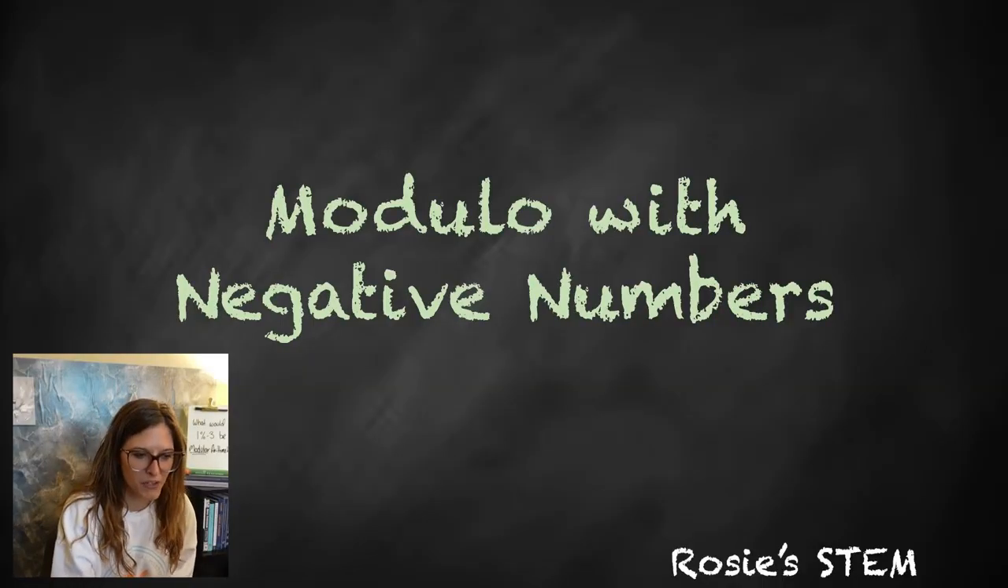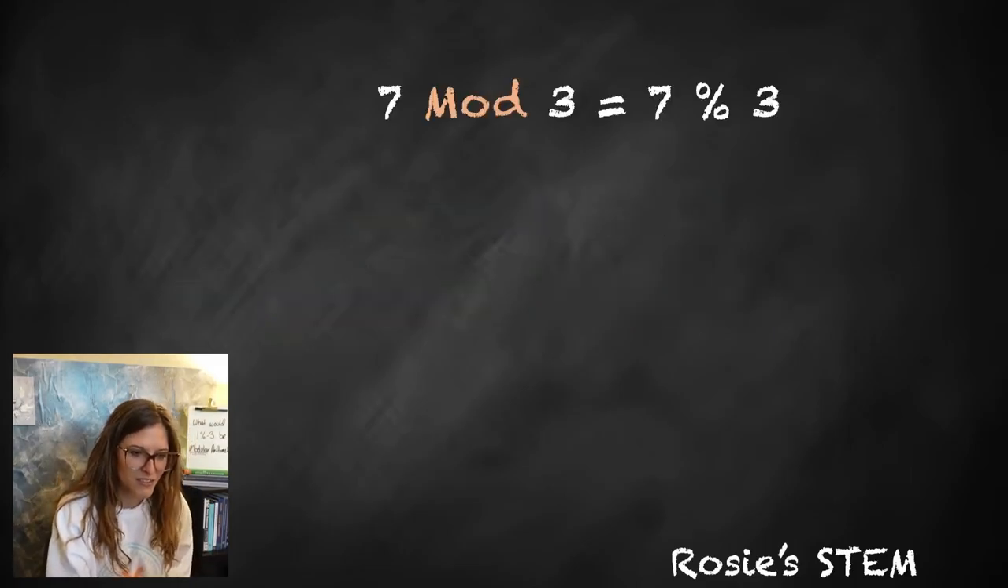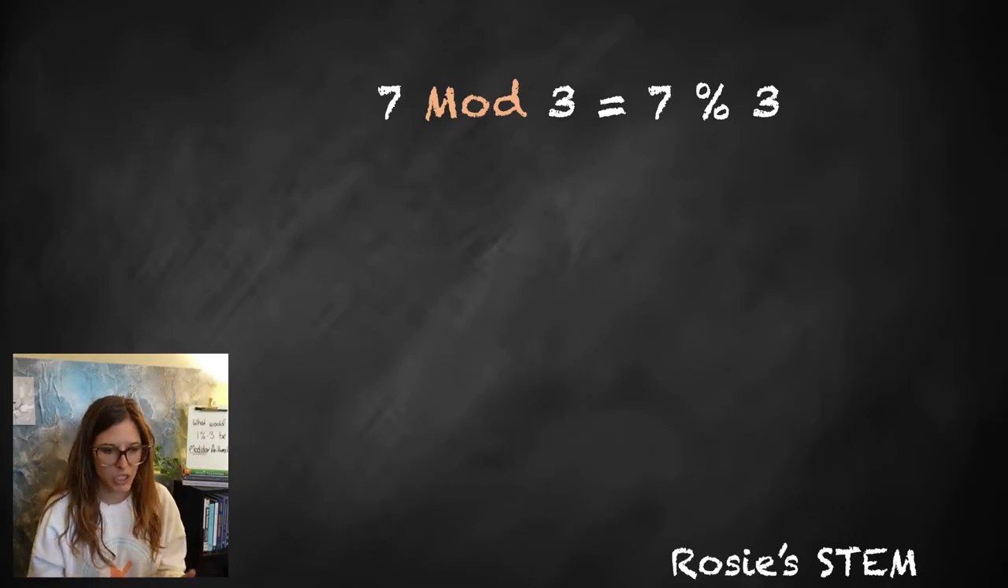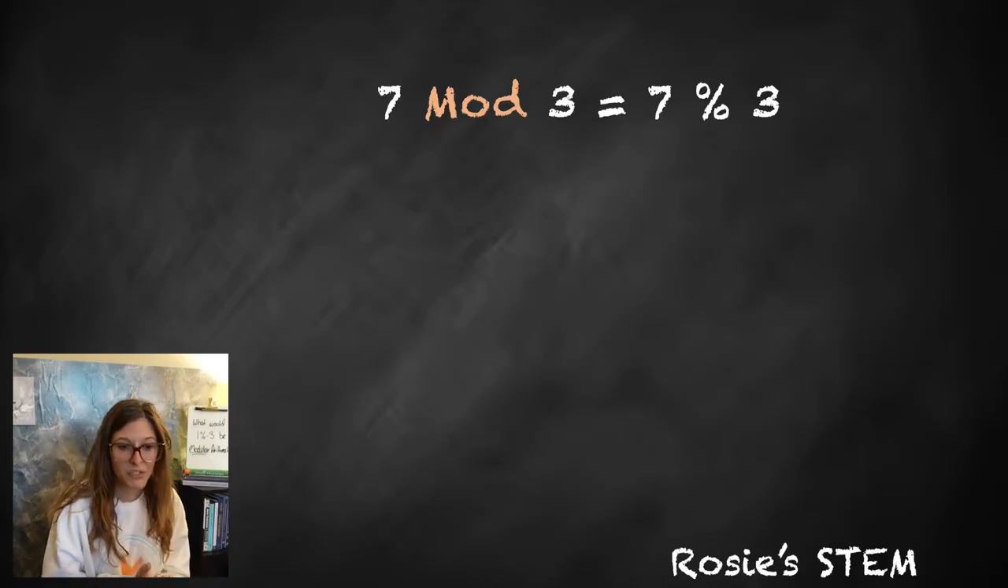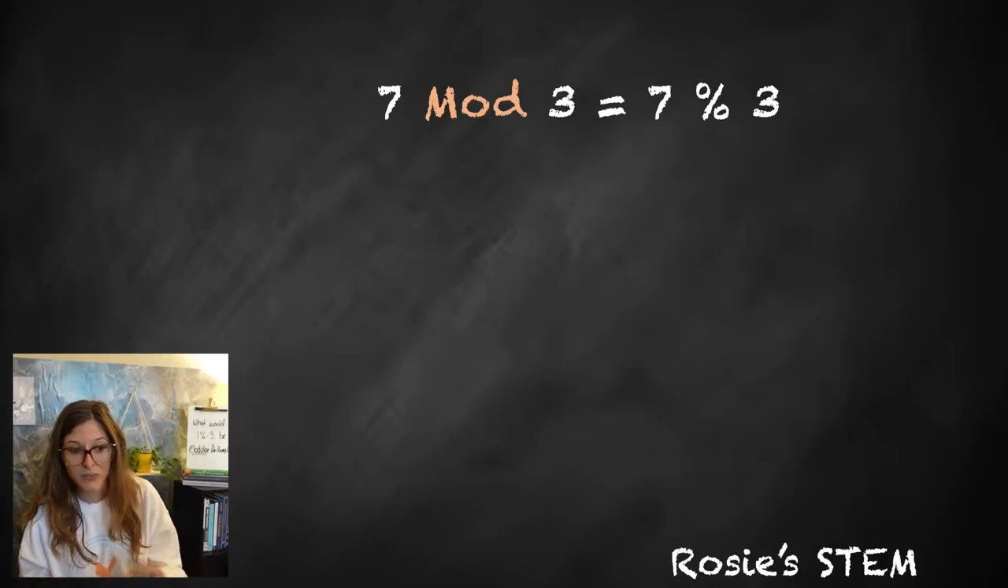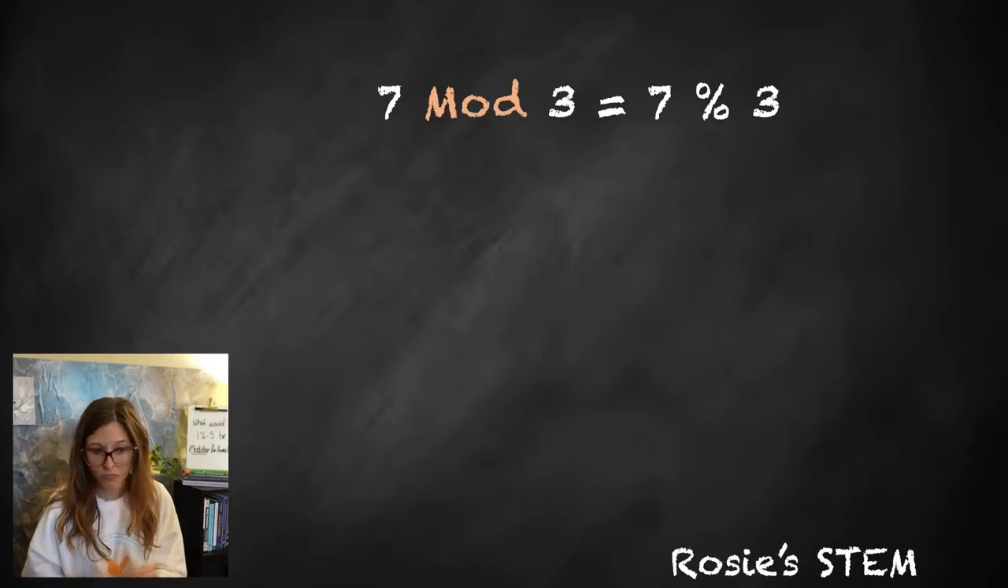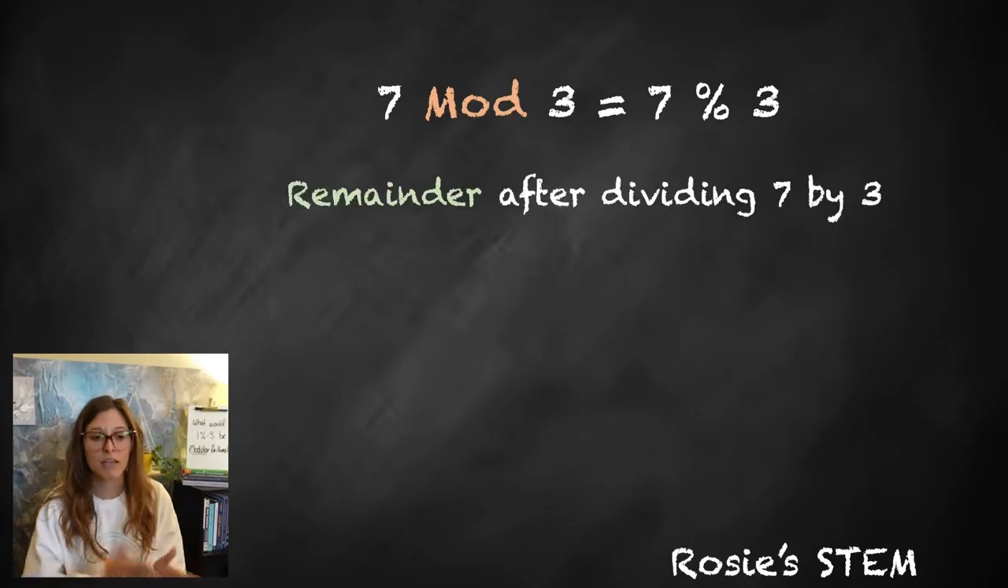Let's get into it. All right, so let's talk about some modulo problems with negative numbers. First, recall that modulo looks for the remainder after division. So for example, 7 mod 3 is equal to 1 because when you divide 7 by 3, you get 2, because 3 goes into 7 twice with a remainder of 1, because 3 times 2 is 6 plus 1 gives us 7.